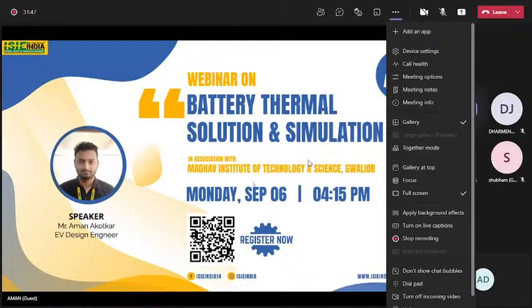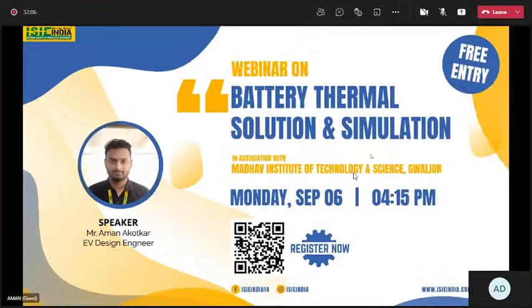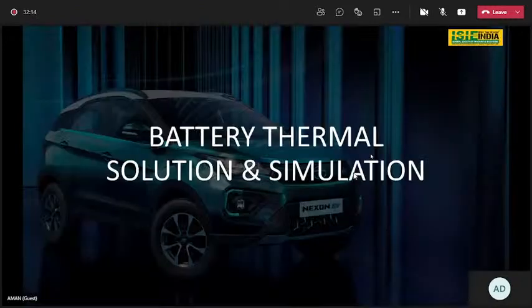As we discussed, at the end we'll look at two different case studies, how the BMW and Tesla vehicles have used the battery cooling system. And at the end, one of my guides and I did one simulation on the battery thermal solution. We will look at how we did the simulation, what setup we used, and how we got the result. Okay, so I'll quickly start today's session.